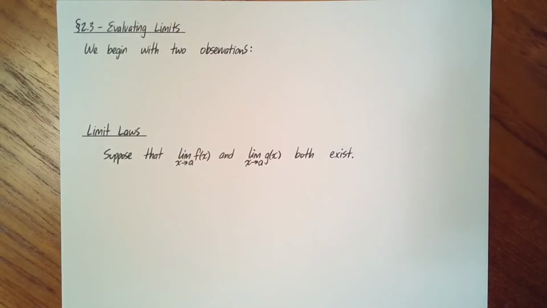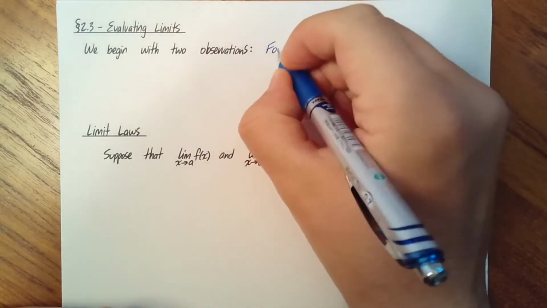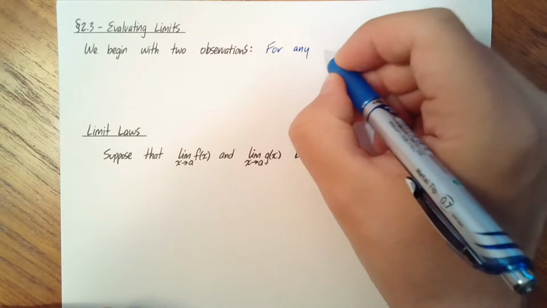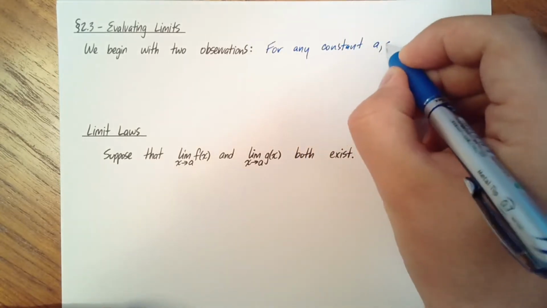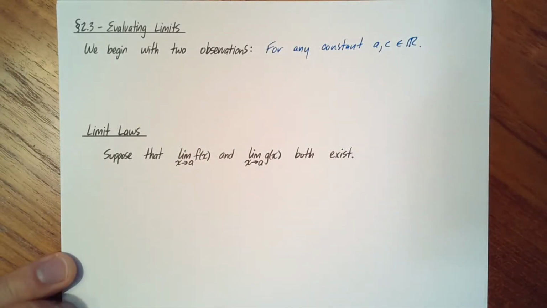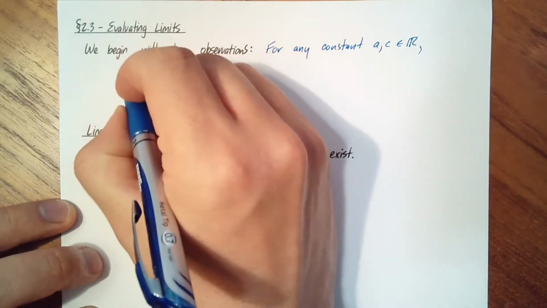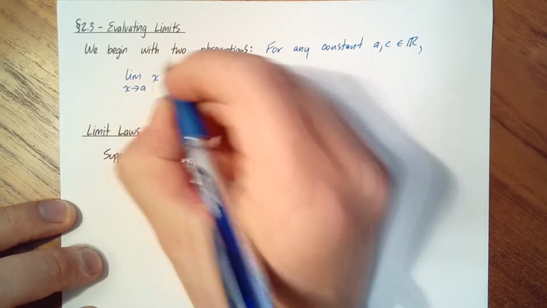So we're going to start with a couple of observations. So let's say I had two fixed numbers. So I'm going to say for any constant values, I'll say a and c. And of course, they're real numbers. So we'll start with that in the background. I'm going to make two statements. And the first is going to be about the limit as x approaches a of x.